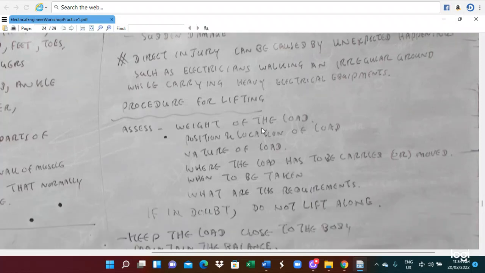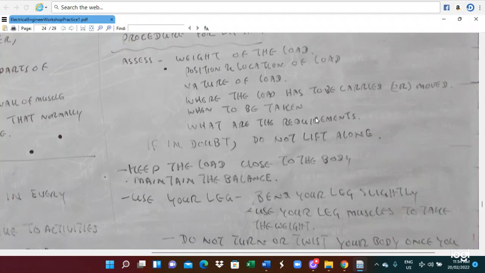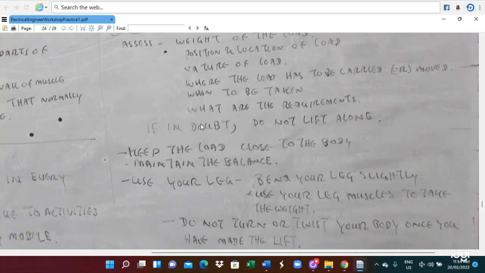Before you lift anything, you need to assess it. We have to assess the weight of the load, the position and location of the load, and also the nature of the load. Where the load has to be carried or moved, where it is to be taken, and what the requirements are is also important. If your load is too heavy, do not lift it alone. You must call someone to help, or use mechanical assistance.